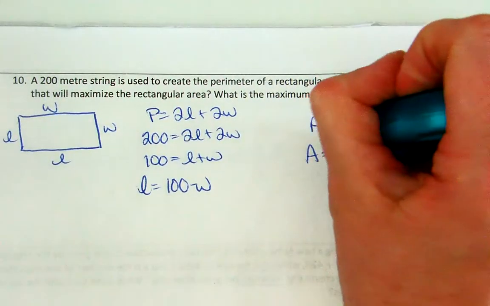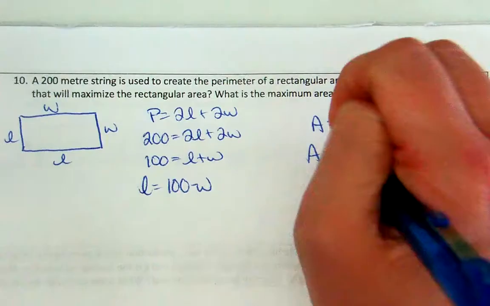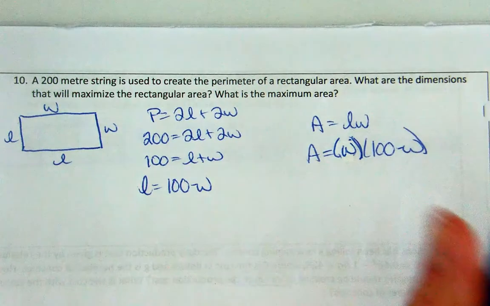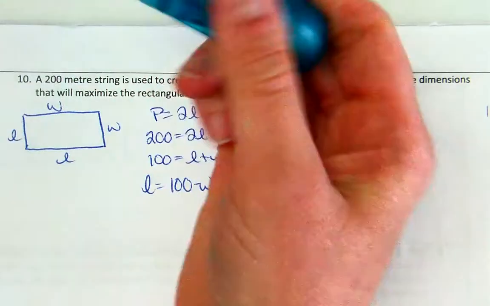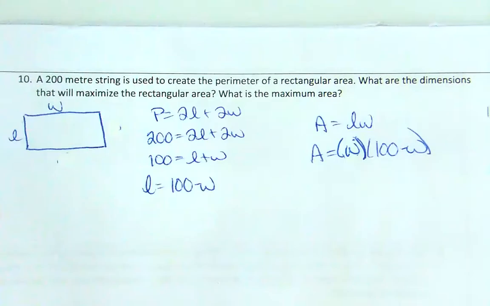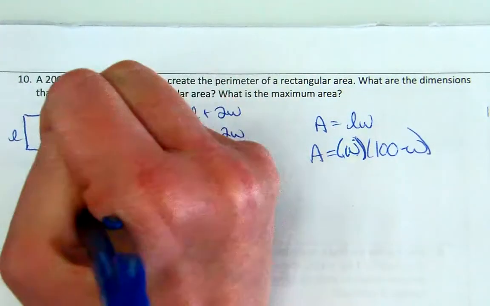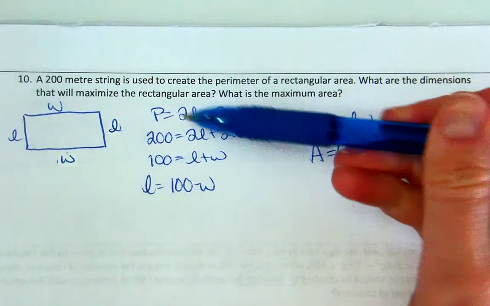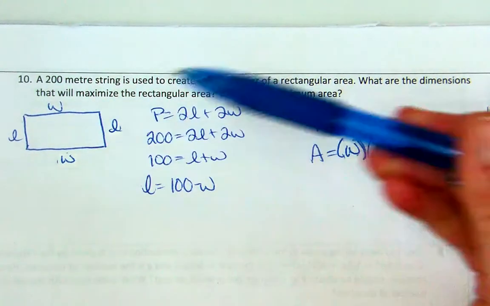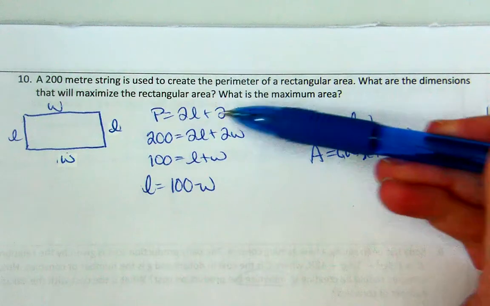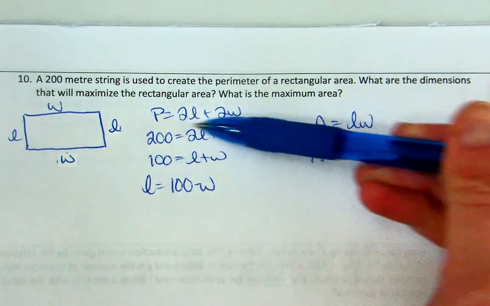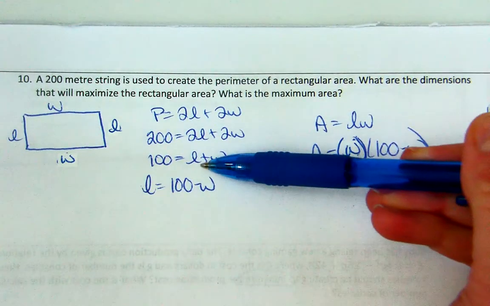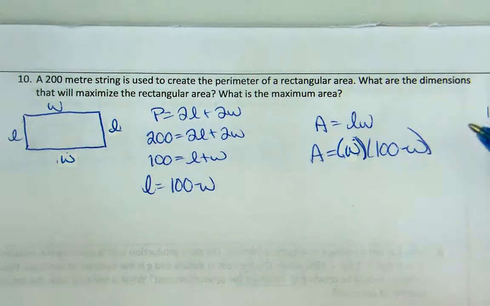All right, so when we look at this, a 200-meter string is used to create the perimeter of a rectangular area. It's got 4 sides. I obviously did a terrible thing here. 2 lengths and 2 widths. So the perimeter is 2 length plus 2 width. Well, I know the perimeter is 200. I'm going to isolate L, so I'm going to divide them all by 2, which gives me 100 equals L plus W. And I can rearrange to see that L is equal to 100 minus W.